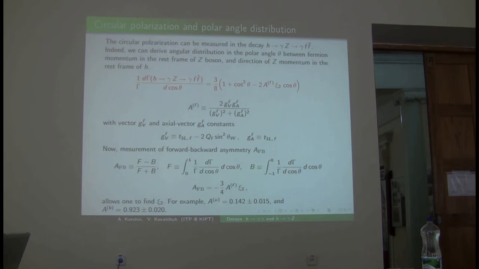This coefficient of proportionality is just given in terms of the couplings of the Z boson to fermions, which are known as standard numbers. For example, for muons it is 0.14, and for b quarks it is much larger. So of course it's much more profitable to have heavy quarks, b quarks, in the end, and measure jets, two jets, instead of these fermions.